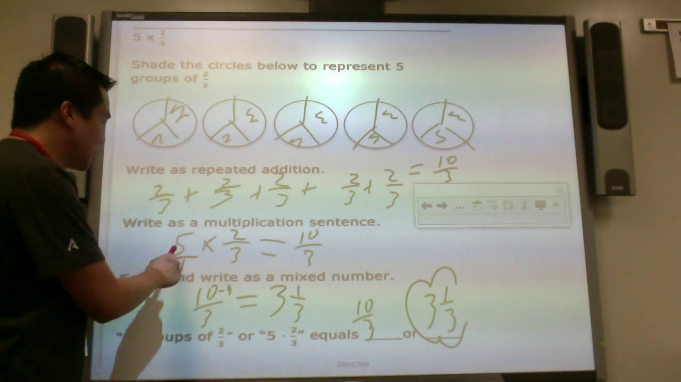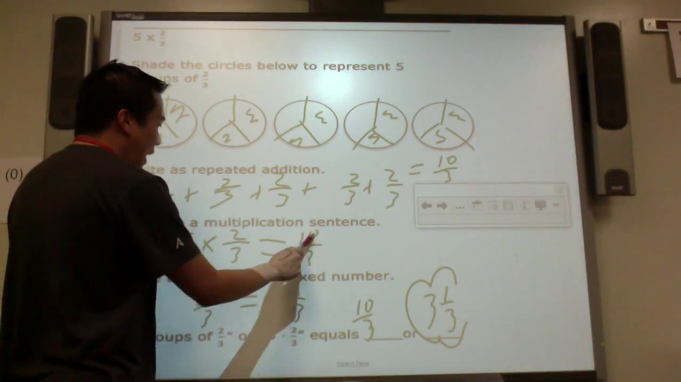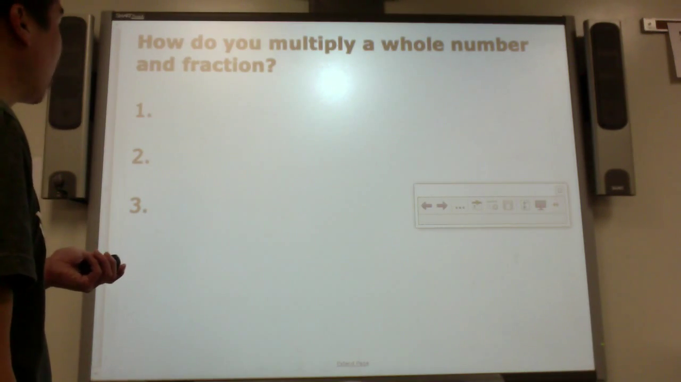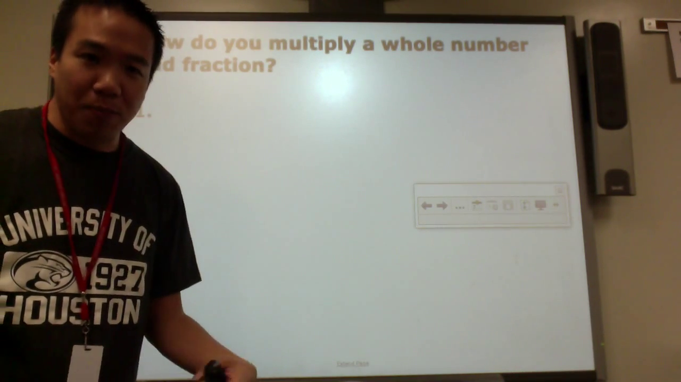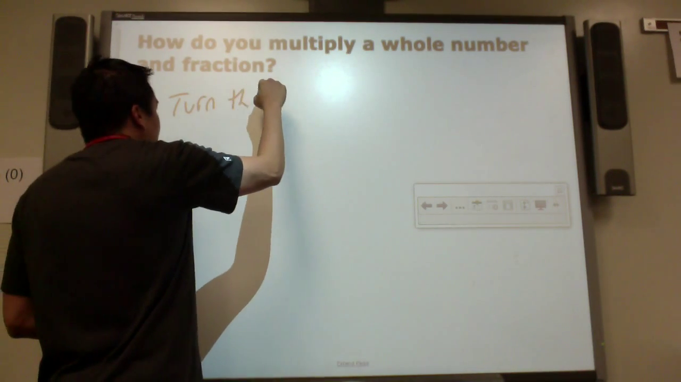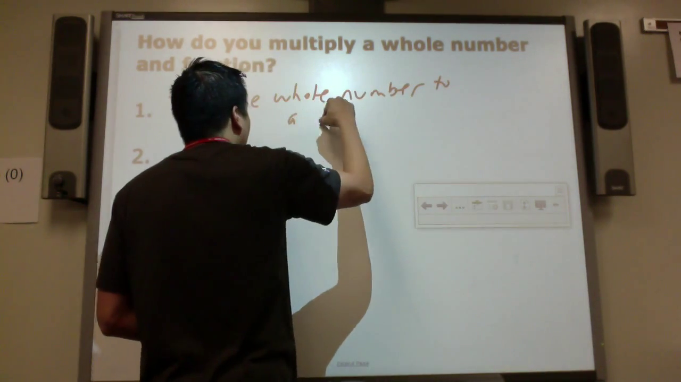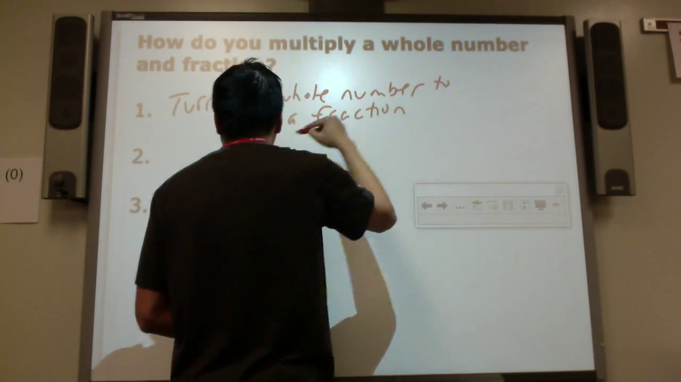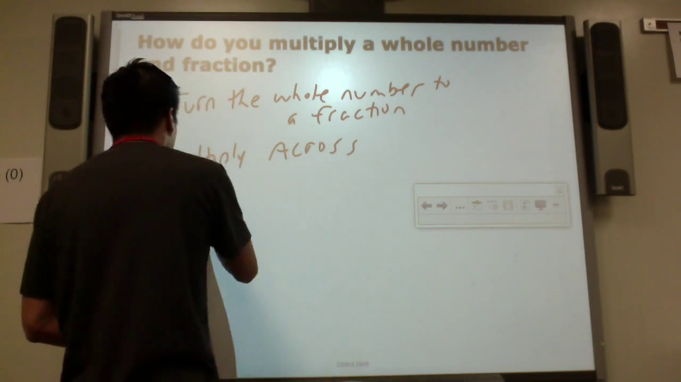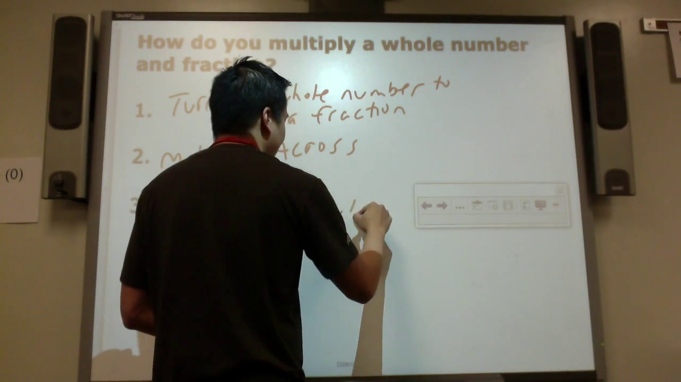Another way to do it is they set this up as a fraction. They turn this whole number into a fraction as 5/1, and they multiply straight across. So how do you multiply a whole number and a fraction? You can keep it as repeated addition. Another way to do it is turn the whole number into a fraction, multiply across, and simplify if possible. And usually it is possible.